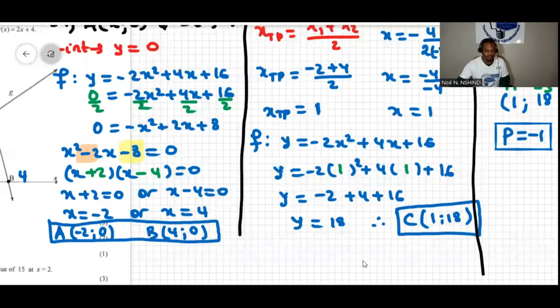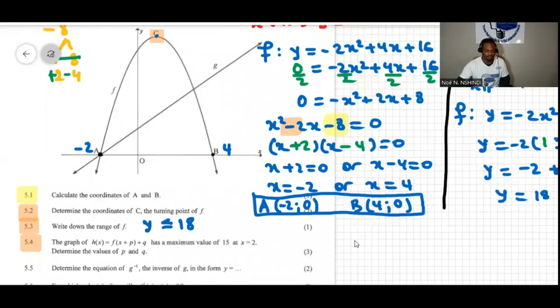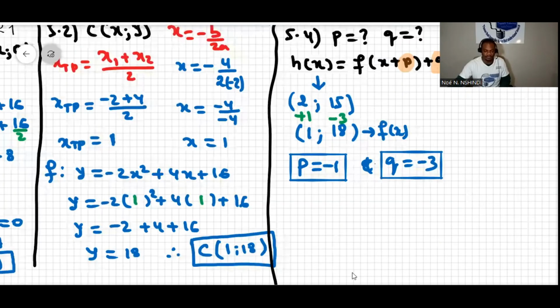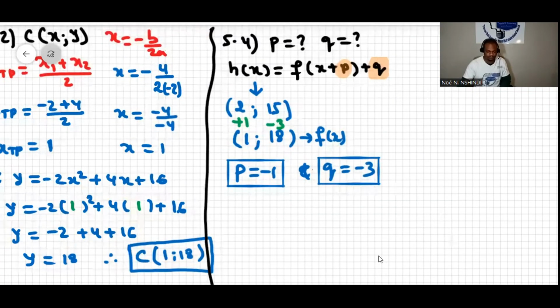Let's see. Question 5.5 says determine the equation of g minus 1, the inverse of g, in the form y equal to. Move my board over here. 5.5. So we're looking for g minus 1 in the form y equal to.